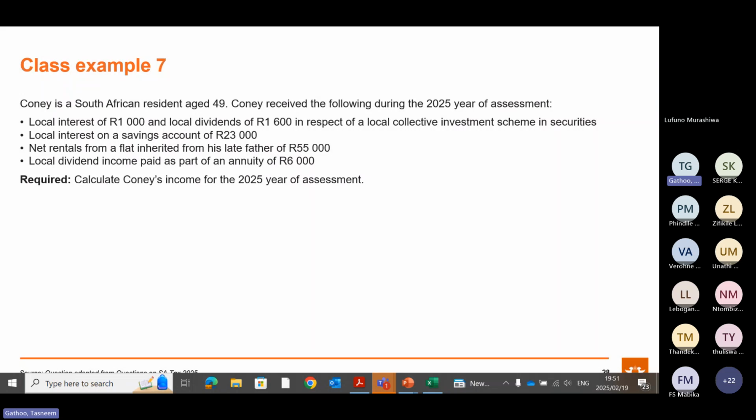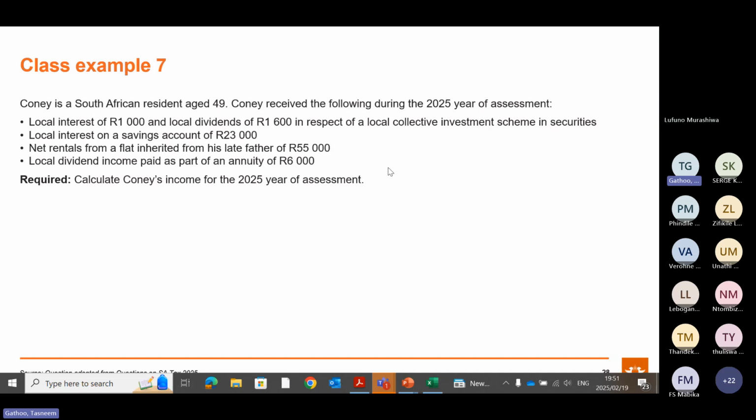It's basically saying his income less his deductions, and then local dividend income paid as part of an annuity of 6,000, sorry. So we're going to start out by looking at what forms part of our income minus our exemptions to calculate our income.